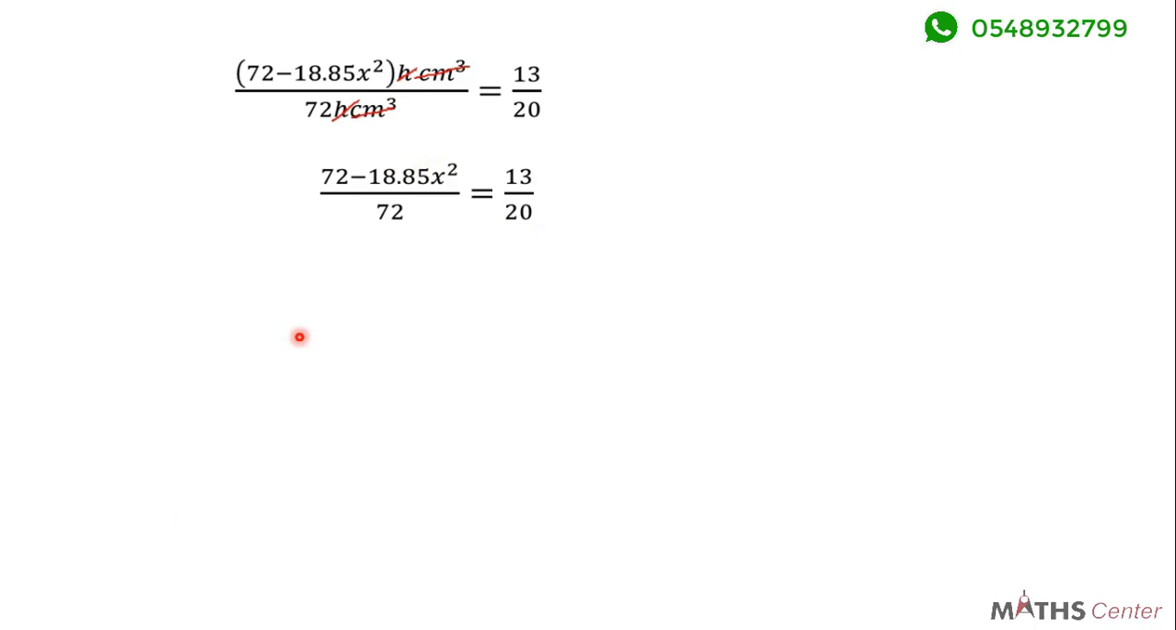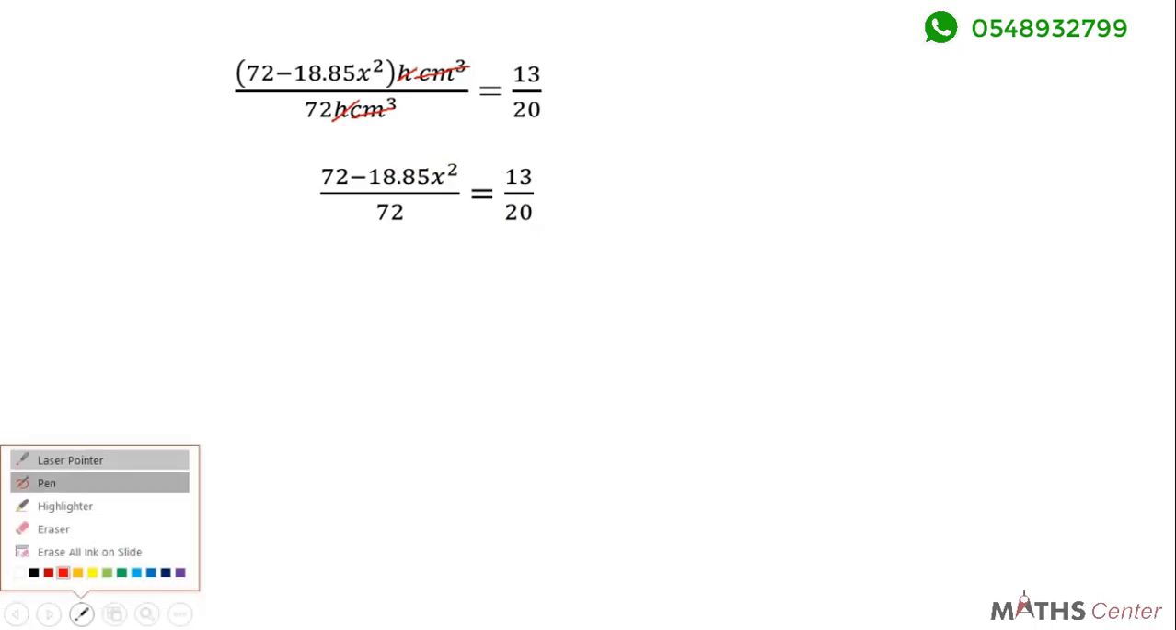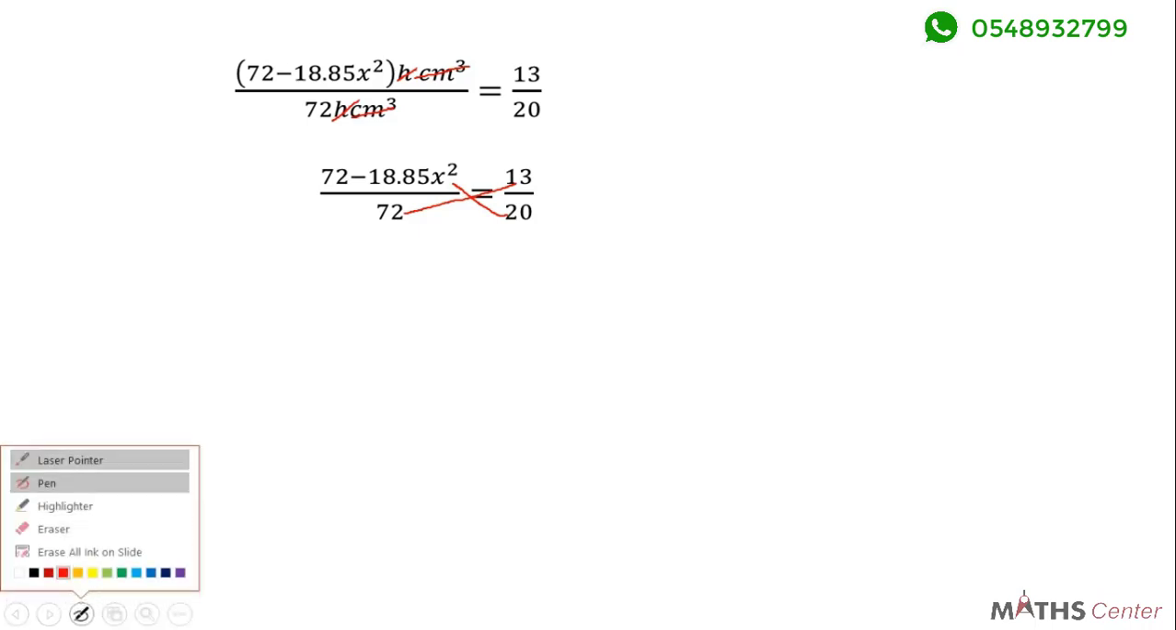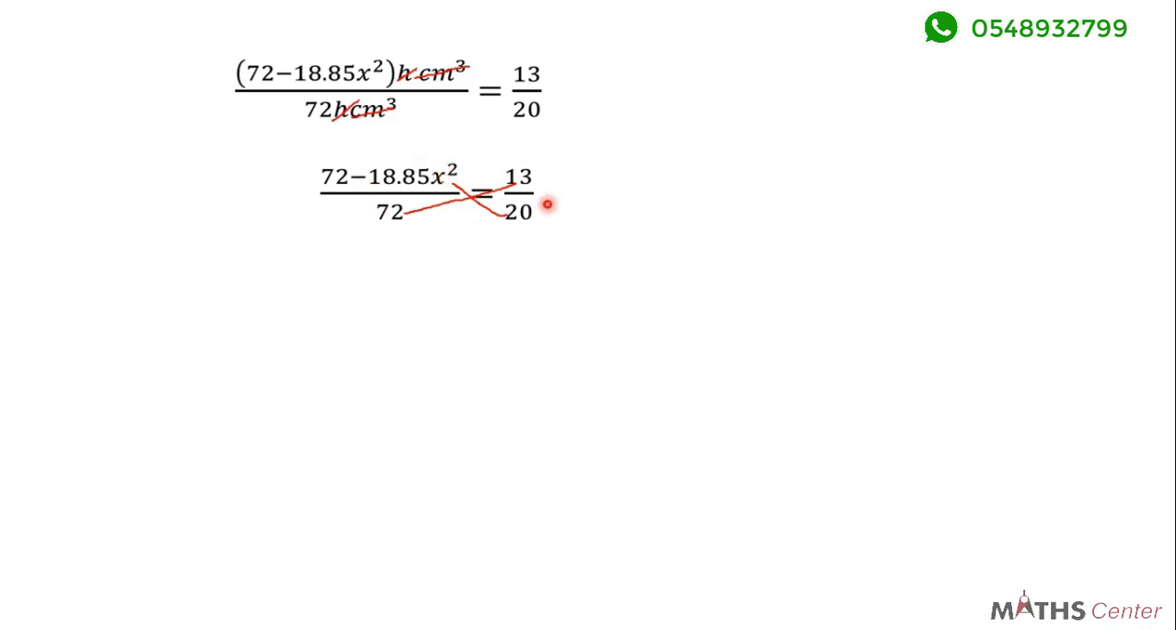So here, in order to find the value of x, we are going to cross multiply. That is, the denominator here, which is 72, will multiply the numerator here, which is 13. And the denominator here, which is 20, will multiply the numerator here, which is 72 minus 18.85 x squared. This will give us 20 into bracket 72 minus 18.85 x squared is equal to 72 times 13.